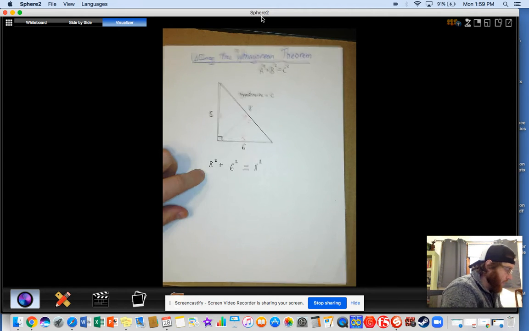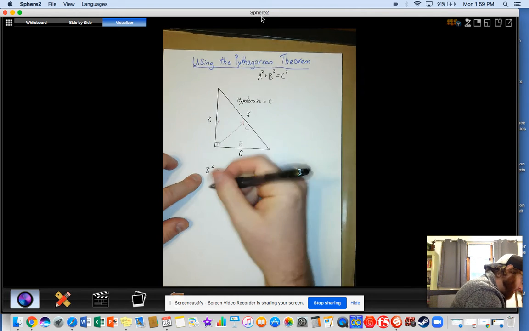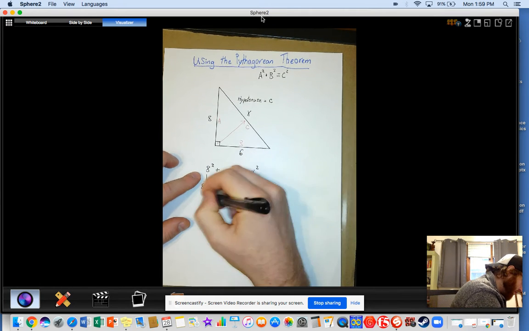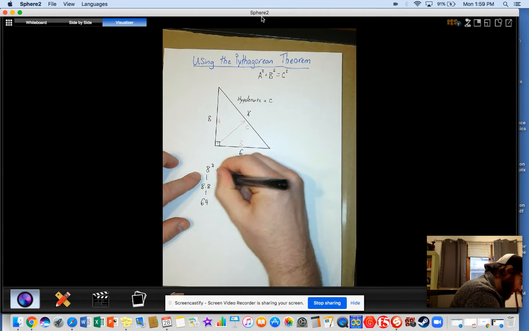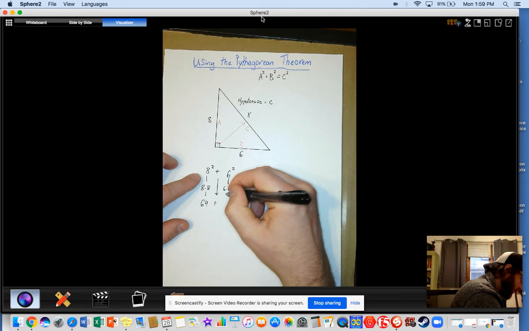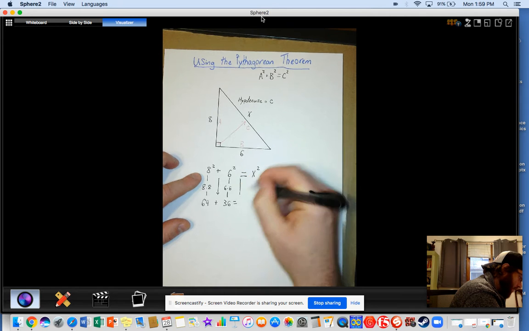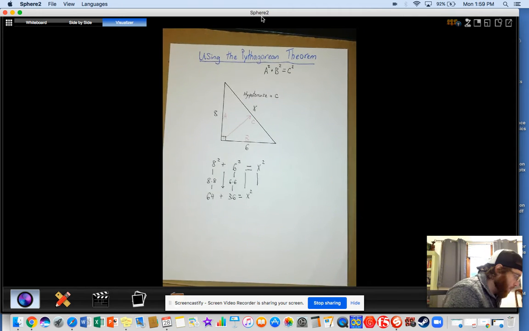So now I've got to simplify these even further, right? I know 8 squared is 8 times 8, which is 64. The plus sign is going to come all the way down with it. 6 squared is 6 times 6, or 36. The equal sign will come down. I haven't done anything with x squared either, so that will come down. So I have my new problem of 64 plus 36 equals x squared.